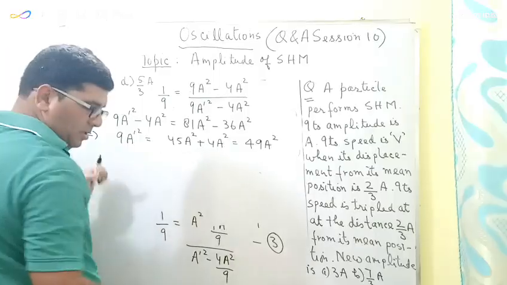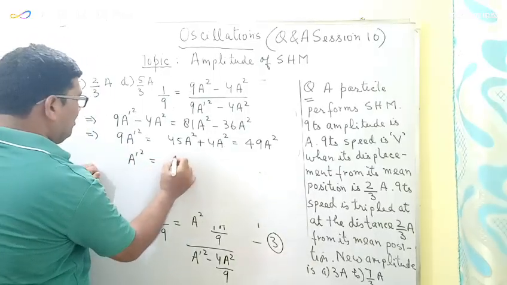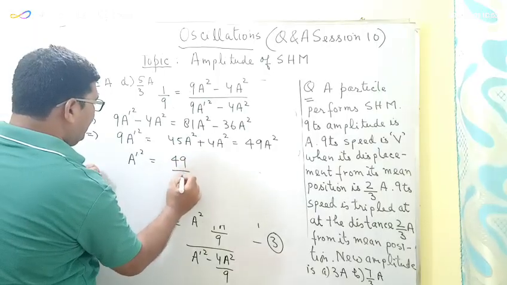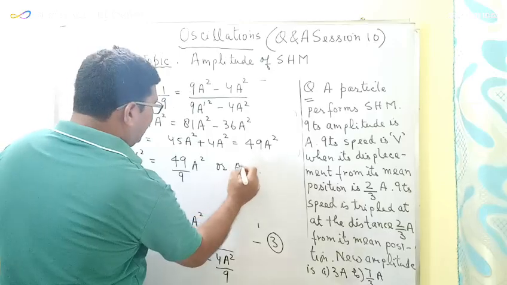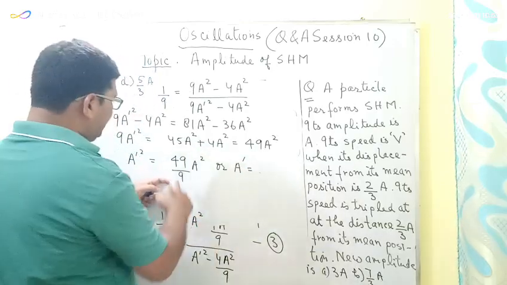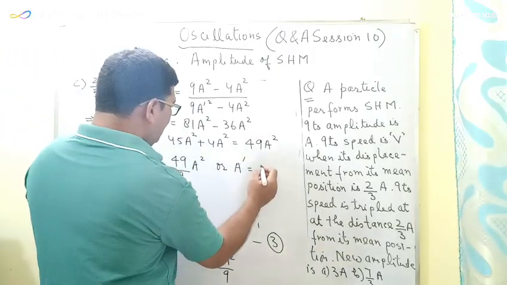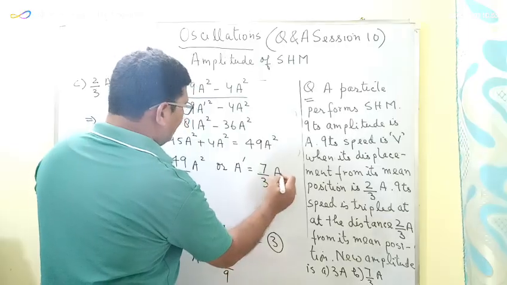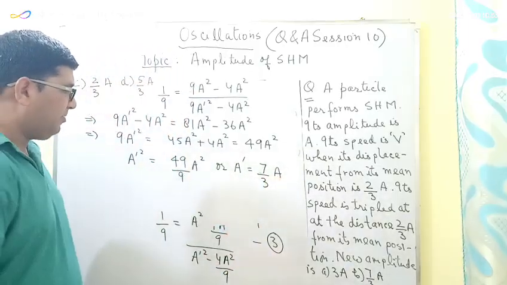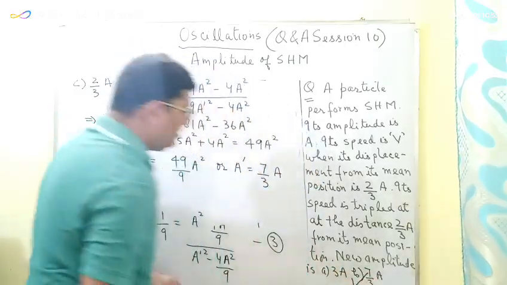So from here A dash square will be equal to 49 by 9A square, or we can say that A dash will be equal to under root of 49 by 9A square. So this is equal to 7 by 3A. So the new amplitude will be equal to 7 by 3A. That is, the correct option is B.